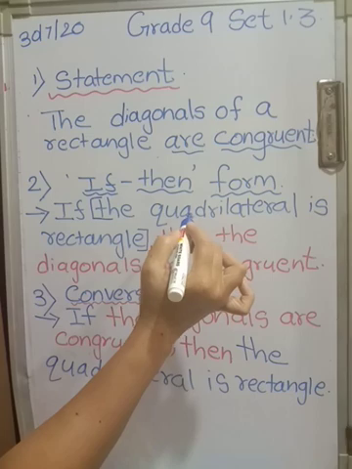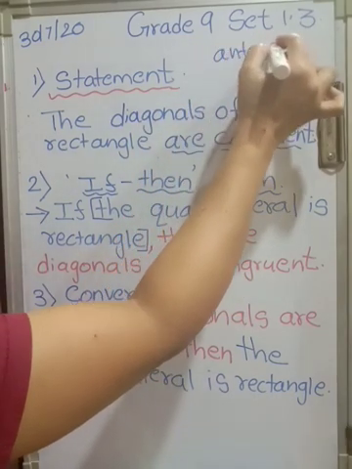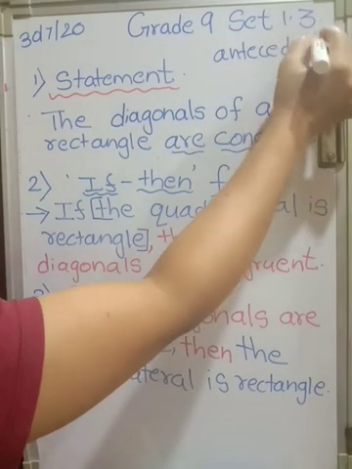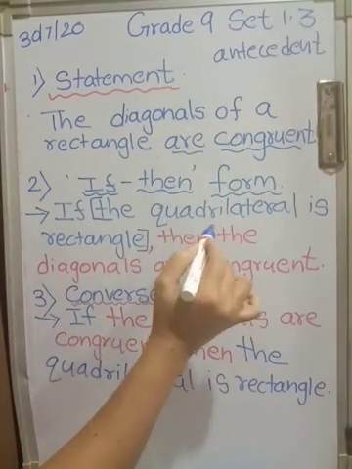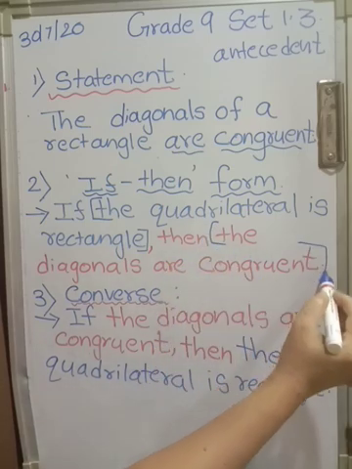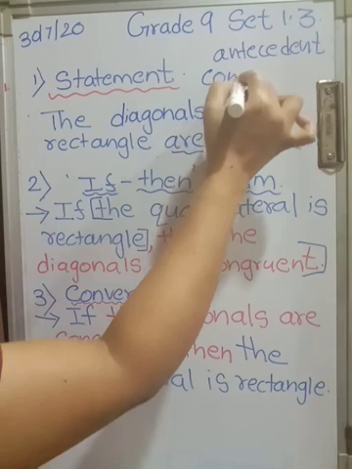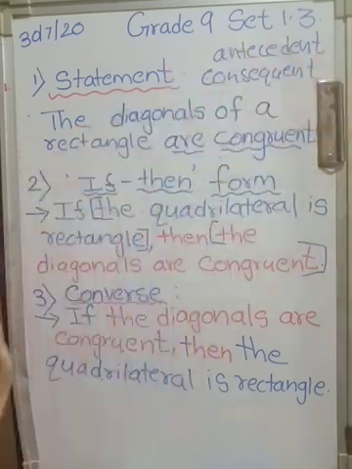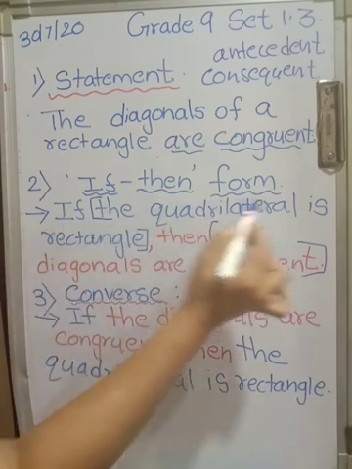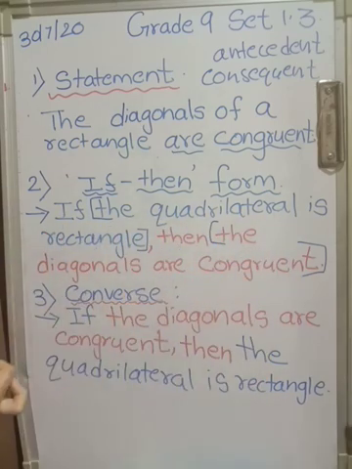This part of the sentence is called antecedent. Then the diagonals are congruent. Now this part of the statement which is following then is called consequent. So what is coming after if is antecedent and what is coming after then is consequent.